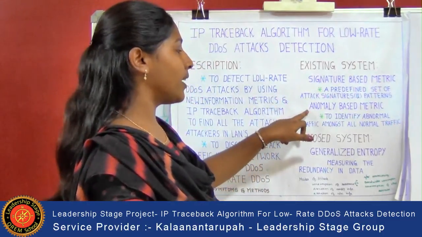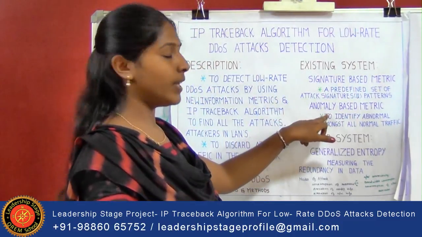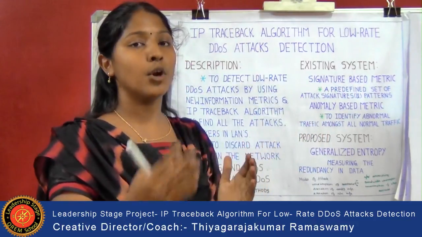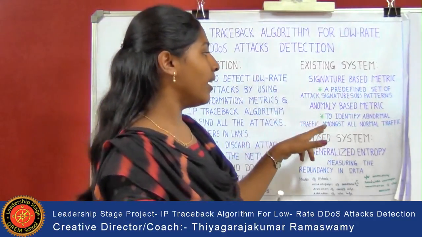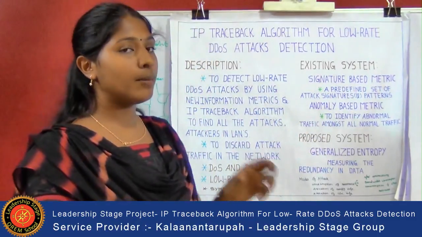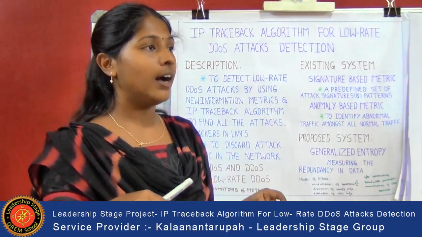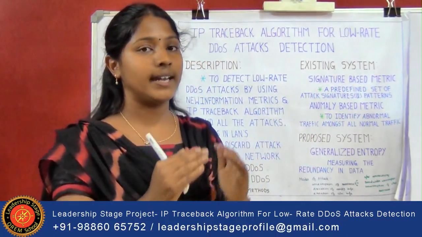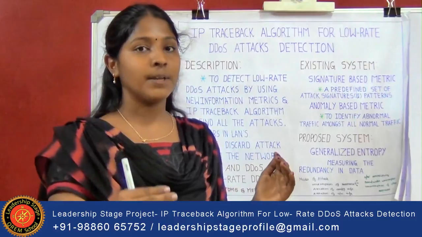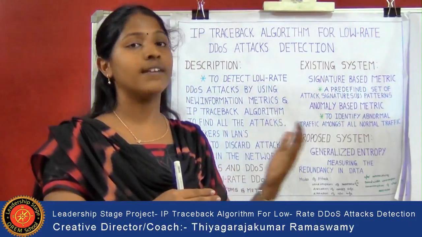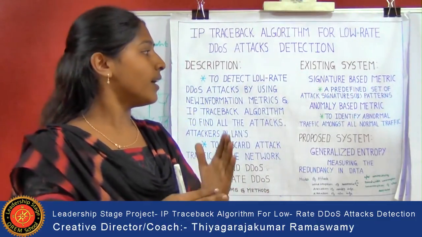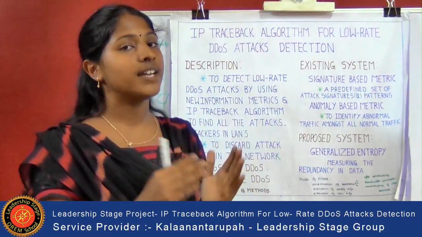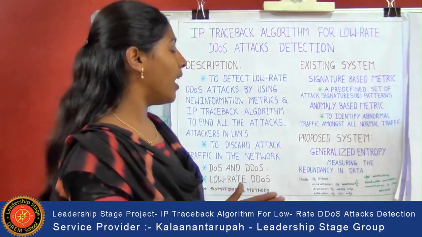In the anomaly based metric, anomaly means abnormal. It is used to identify abnormal traffic among all the normal traffic. The normal network behavior is taken and the incoming network behavior is compared with it. If there is a match, it is a normal packet and it is forwarded to the routers. If there is a mismatch, it is discarded.